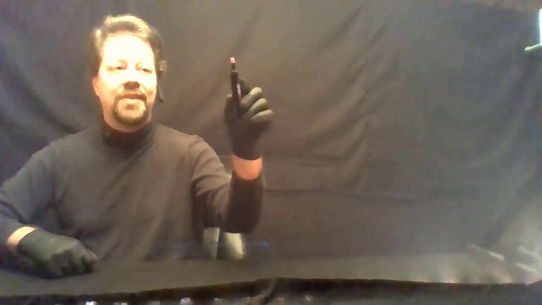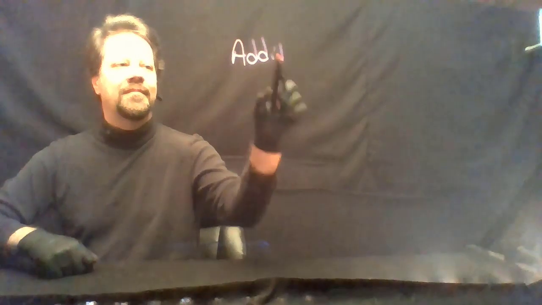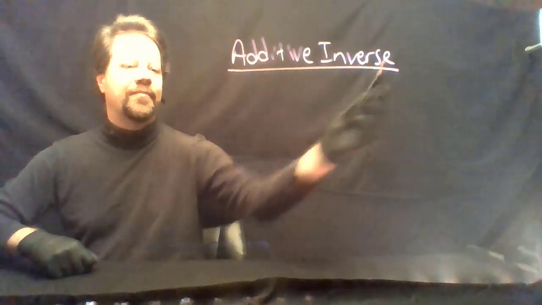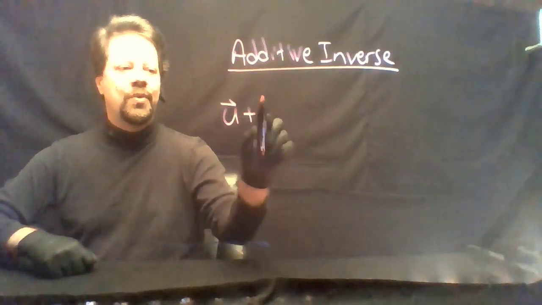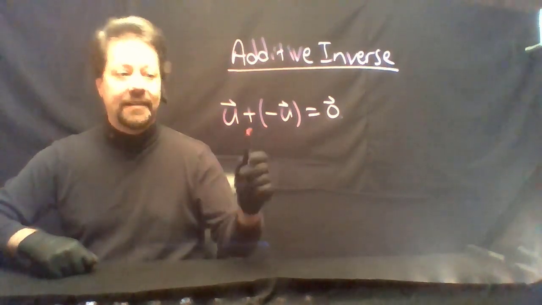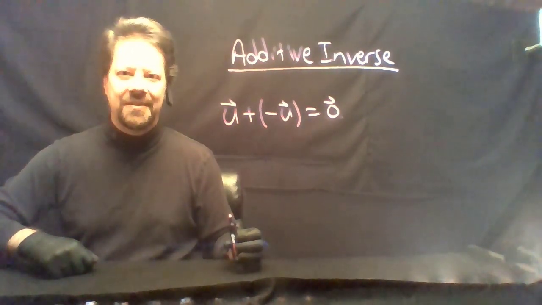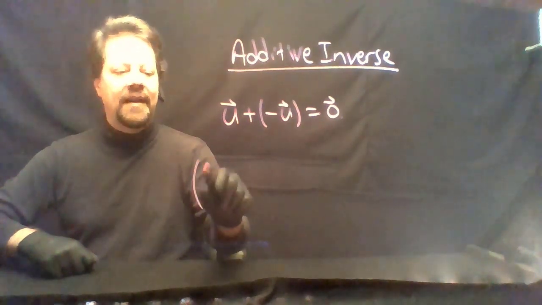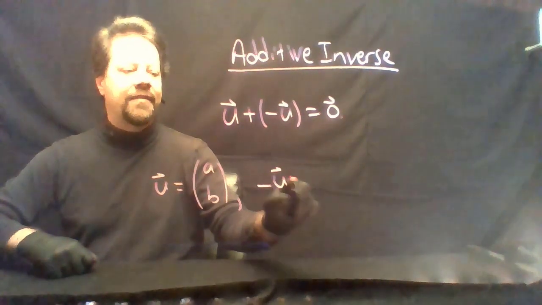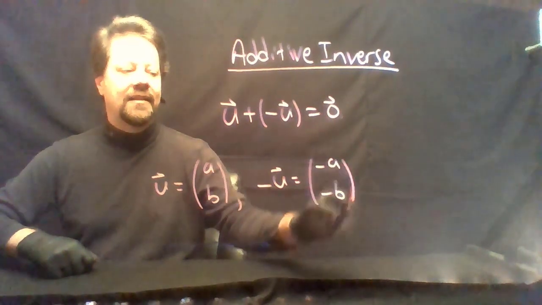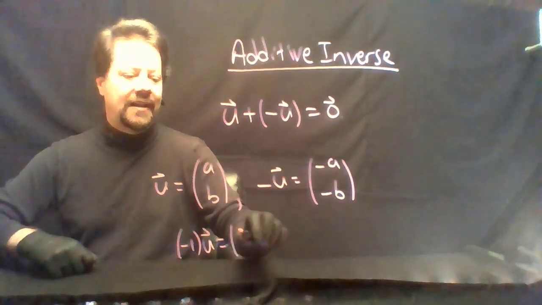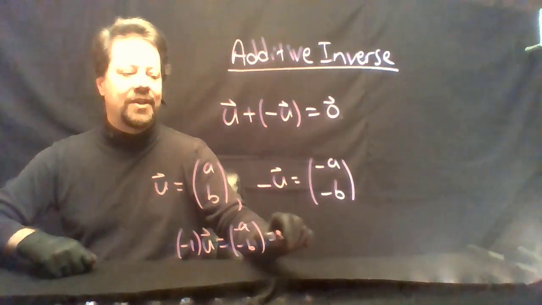Every vector in Rn also has an additive inverse. If you take a vector u and add it to its additive inverse, you get the 0 vector. In fact, this defines what we mean by additive inverse. For every vector a, b in R2, its additive inverse is the vector negative a, negative b. Also note that if I take negative 1 times u, I get negative a, negative b, which is the additive inverse.